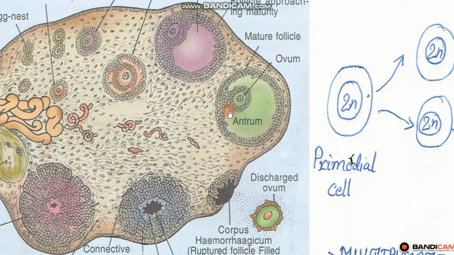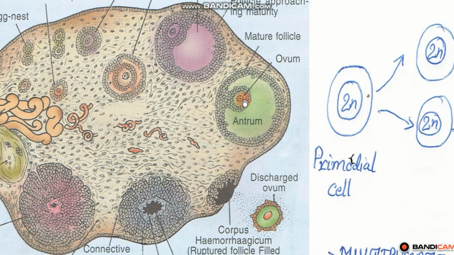This is immature, this cell is mature, and this mature cell also has a particular gap known as the antrum. This mature follicle is known as the Graafian follicle because it was discovered, meaning it was searched out, by a scientist. The scientist's name was Graaf. That's why it is known as the Graafian follicle, and this cell is the ovum.